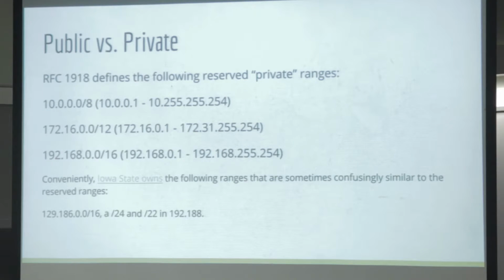And of course, Iowa State makes it fun and confusing by having addresses that are similar. So 192.168 is basically 129.186 backwards, so it's kind of confusing to look at those two and figure that out. They also own a 192.188 address, which looks kind of like that, which is confusing. So yeah, those are the private networks. If you're setting up your own business network or home network, you're going to want to pick one of these so you don't conflict with the real internet.